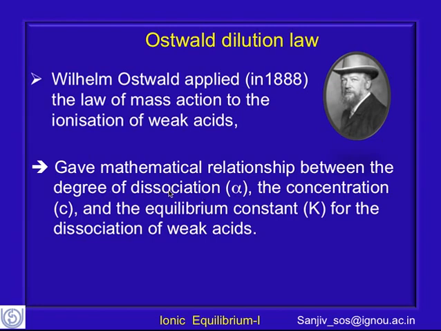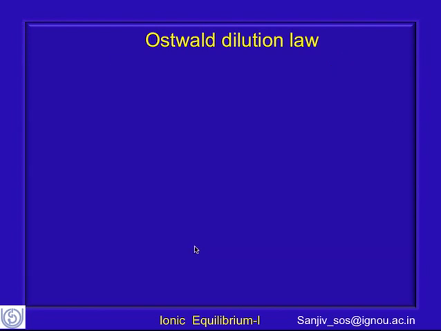Call it the degree of dissociation, referred to as alpha, the concentration of the solution C, and the equilibrium constant K for the dissociation of weak acids. This is basically what led to Ostwald's dilution law. Let's go further and see how we work it out.